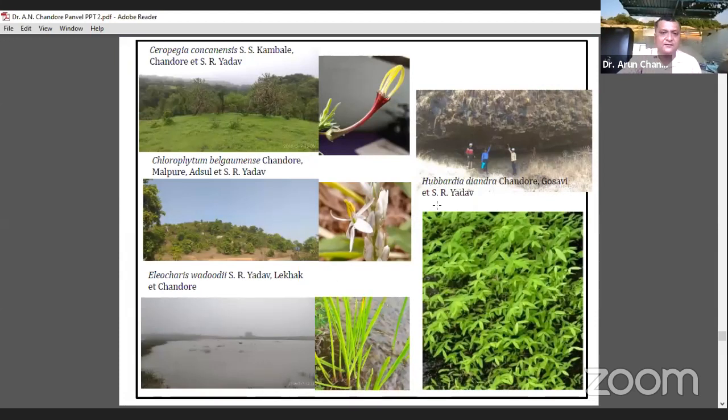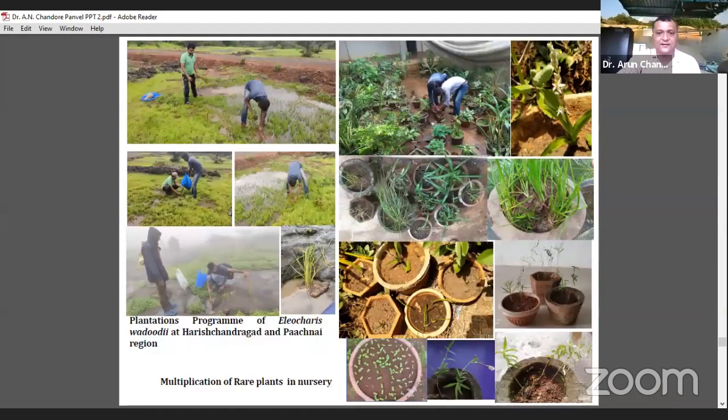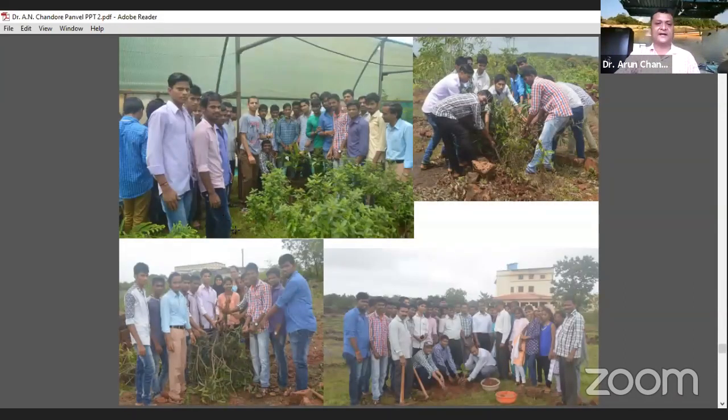Here it is in its natural habitat, and we conserve it in our college botanical garden. This is my college student, NSS and botany student. We remove the exotic weed Acacia auriculiformis, this exotic species, and we planted our indigenous species in our college campus area.